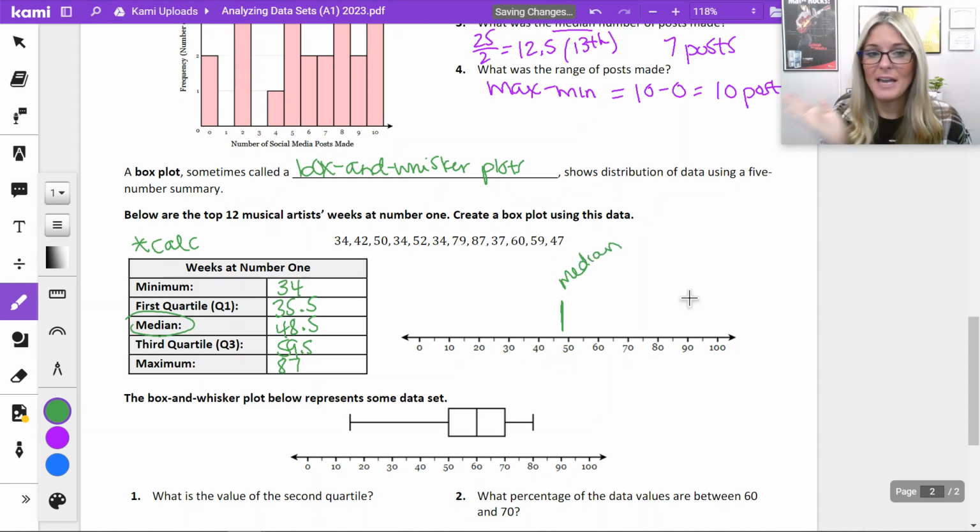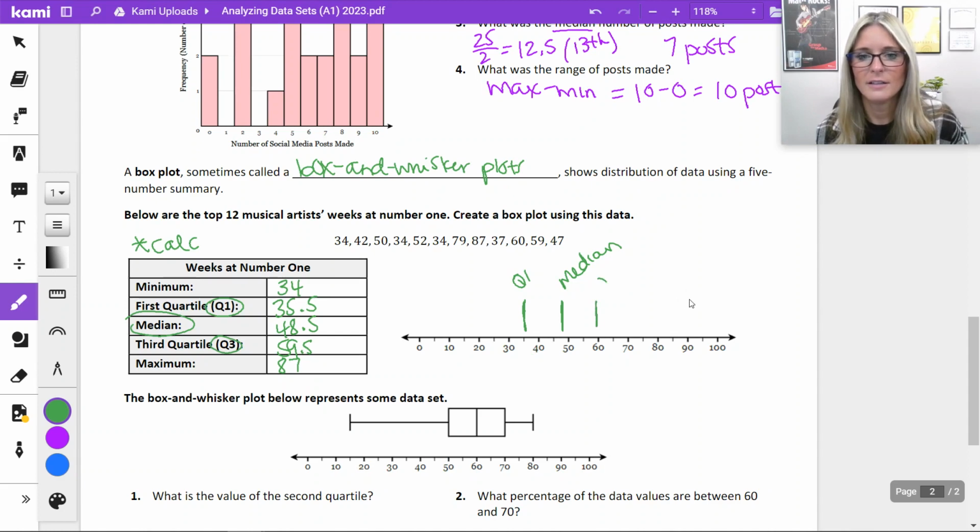To the left and the right, we have our Q1 and our Q3. So I'm going to do Q1 next, 35.5. Here's 35. We can just be really close there. That's my Q1 value. And Q3 is 59.5, very close to 60. There's Q3. Now those three values make the box. And then you have those whiskers that are your minimum and maximum. So to the left, we would have our minimum, 34.